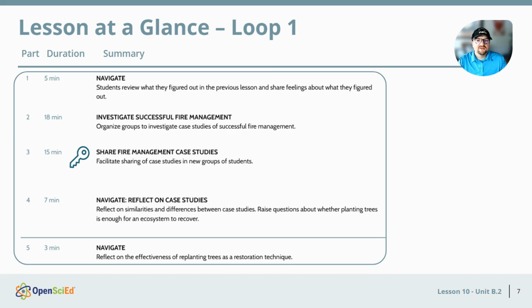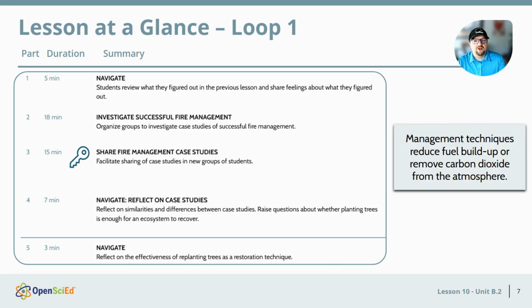For our first loop, students read case studies of successful wildfire management, including prescribed burns, grazing, cultural burns, and tree planting, and they share those findings in a jigsaw with other groups. They figure out that managing carbon sinks through these techniques reduces the overabundance of buildup fuel or removes carbon dioxide from the atmosphere, which disrupts the positive feedback loop.